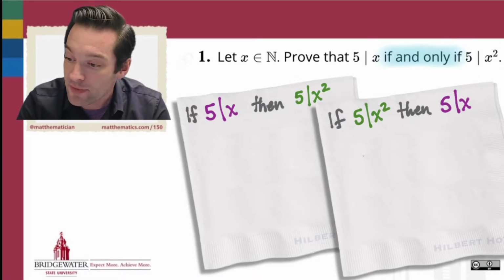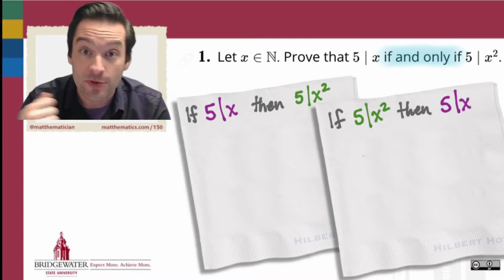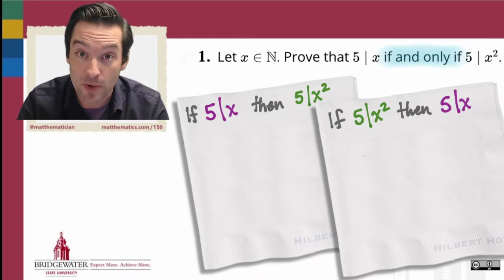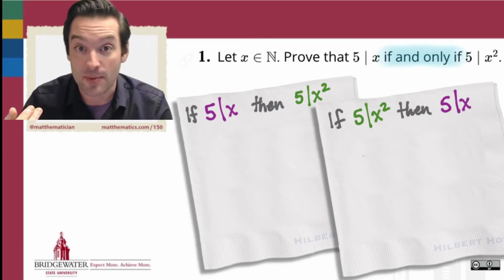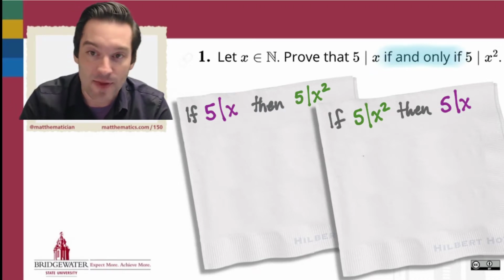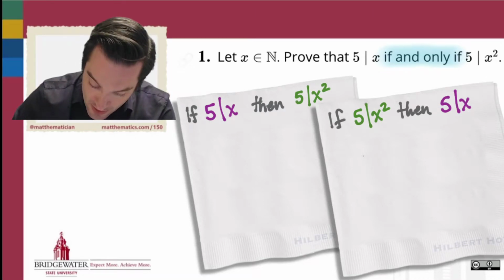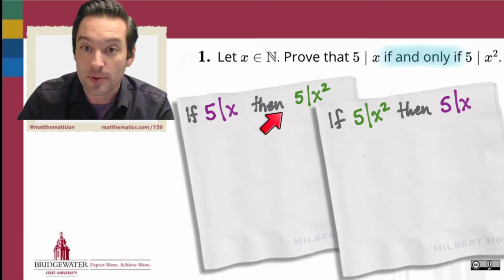In particular, a lot of times where indirect proofs come in, so proofs by contradiction, proofs by contrapositive, is that they often end up being the best way to prove the reverse implication of something whose forward implication you can prove directly. And this is one of those kinds of examples. So let's start by tackling this forward implication.